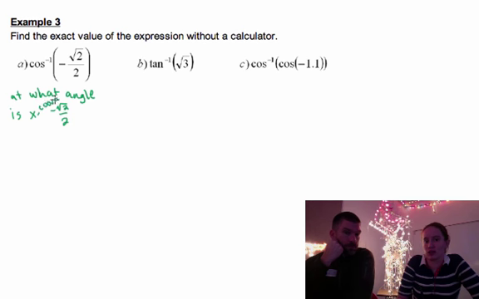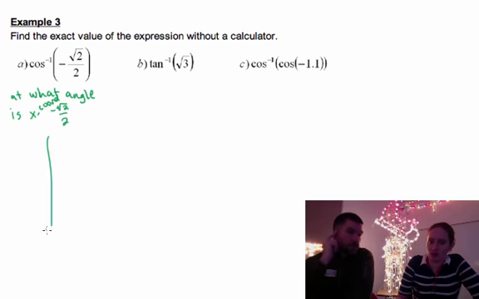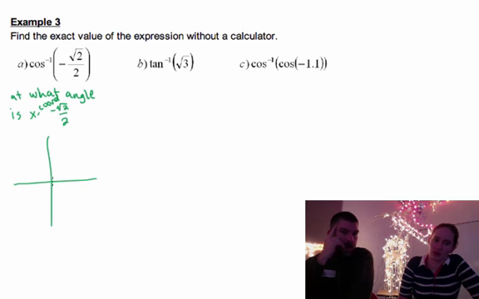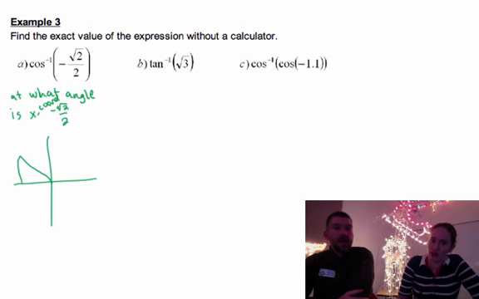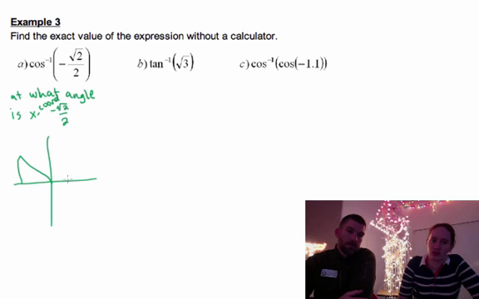And this is talking about the unit circle. Or if we draw a picture, we're saying, okay, where do I end up with -√2/2 for cosine, our x value? Adjacent over hypotenuse. And so what is this angle to get around to here? Because remember, we want values for cosine between 0 and pi.